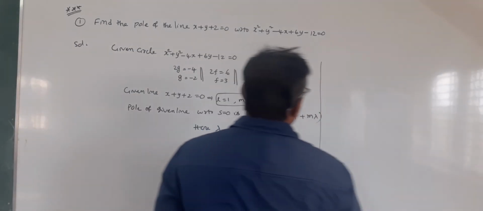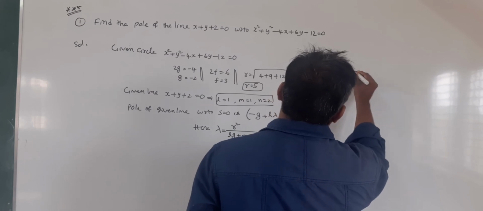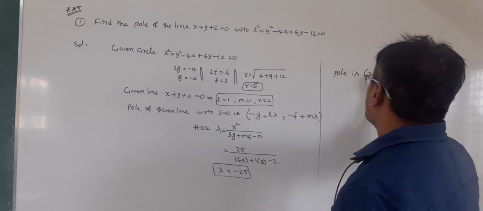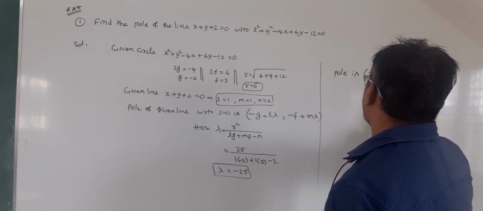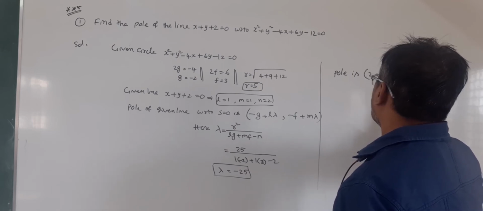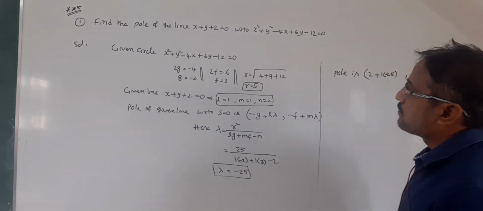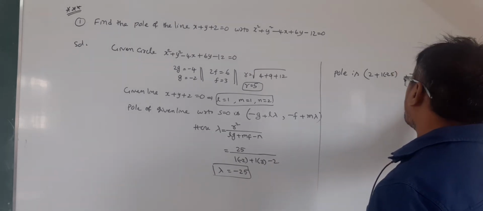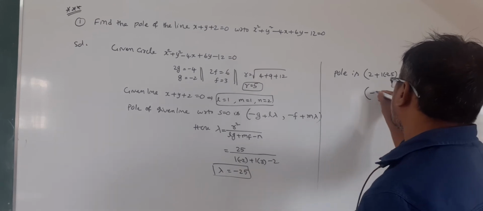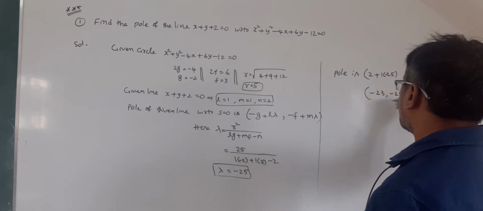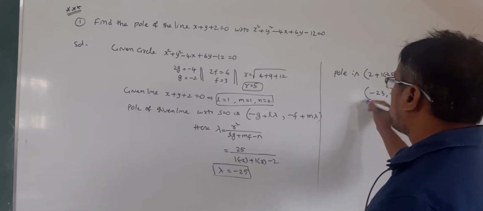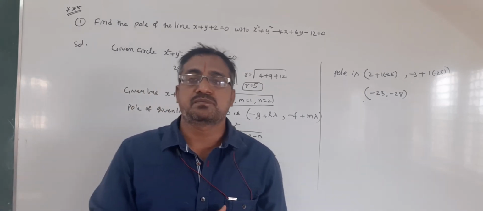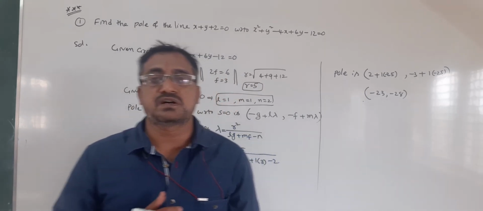Now pole is minus g plus L lambda. So 2 plus L is 1 into lambda is minus 25, and minus f plus m lambda. So minus 3 plus 1 into minus 25. So it will be minus 23 comma minus 28. That is the pole of the line with respect to the circle. Very, very important problem. They are giving you as a 4 marks question.